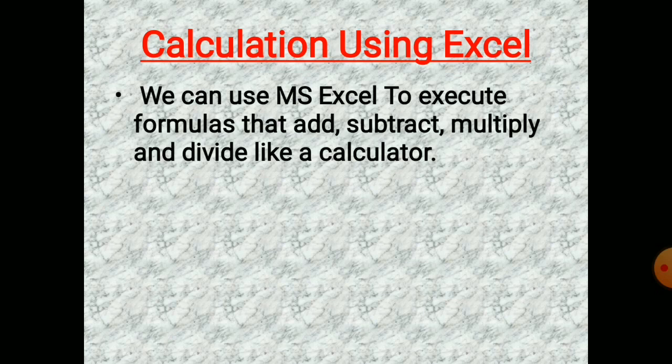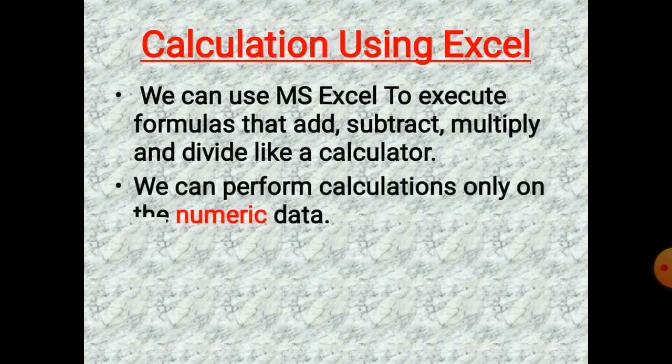We can use MS Excel to execute formulas that add, subtract, multiply and divide like a calculator. So to get the addition, subtraction, multiplication and division, we can frame formulas and get the answers by using MS Excel. We can perform calculations only on numeric data. Like the number data, we can't perform calculations on string or text type data which contains alphabets.